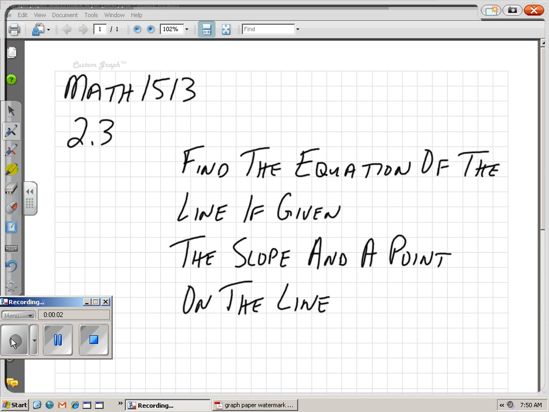Hi guys, this is College Algebra, Northern Oklahoma College Math 1513, Chapter 2, Section 3. We're going to find the equation of a line if I give you the slope and a point on the line.